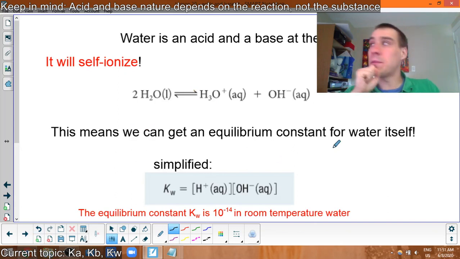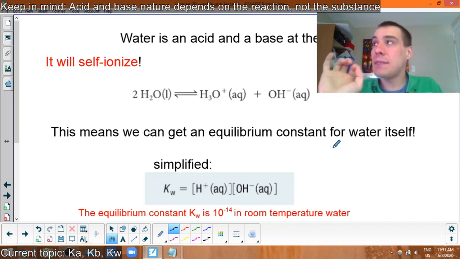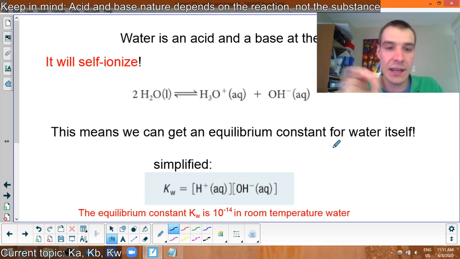Now water is amphiprotic, right? Water can act as an acid, it can act as a base. The really weird thing about water is it can act as an acid and a base to itself. And that is incredibly strange. The best way I can explain this is to diagram it. So let me diagram water acting as an acid and a base at the same time.